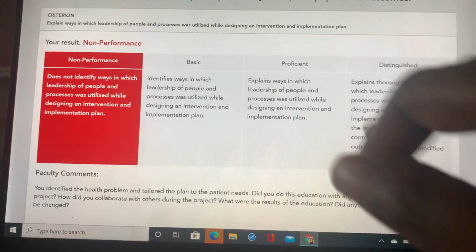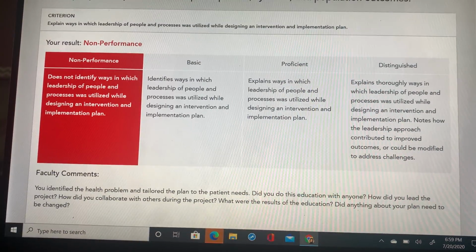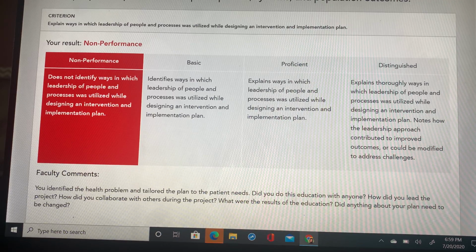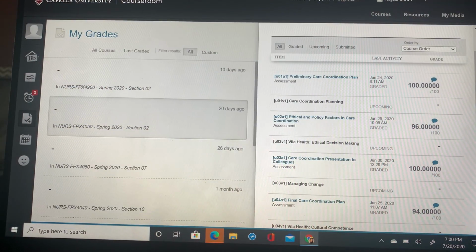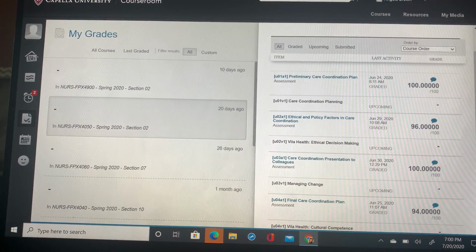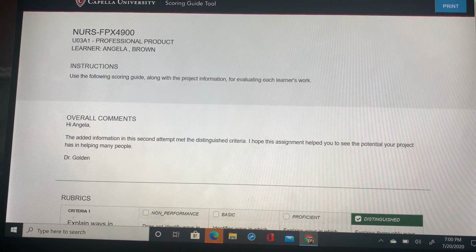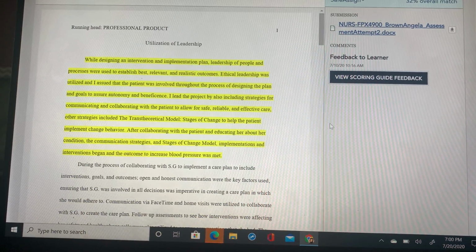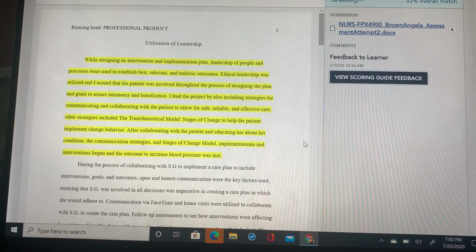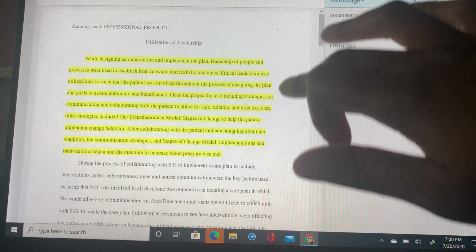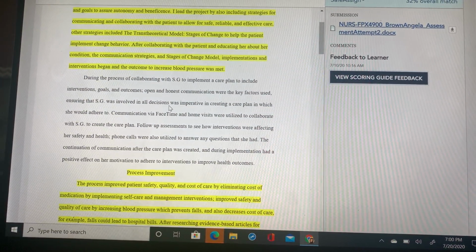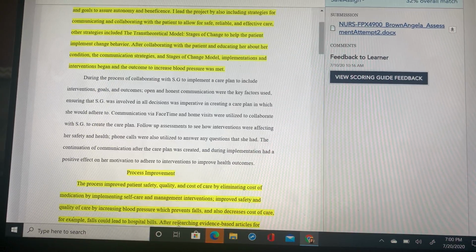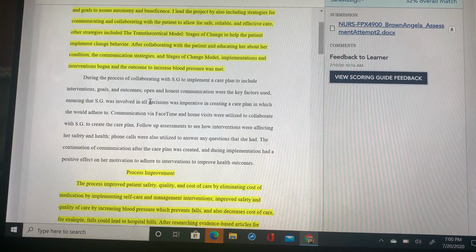So, non-performance does not identify in which ways leadership of people and processes is utilized while designing an intervention and implementation plan. So, I changed it. Okay, so this was the old, what I had for that. I didn't erase nothing, I just added what I improved, but this is what I had first.